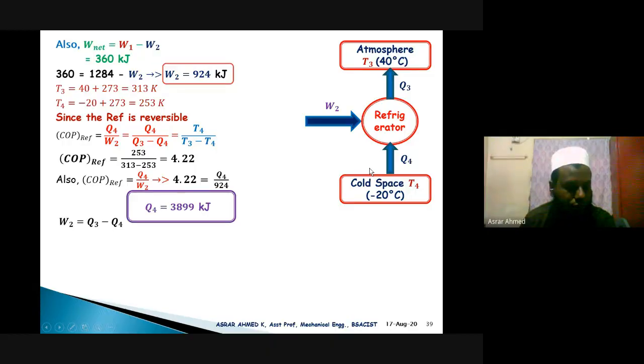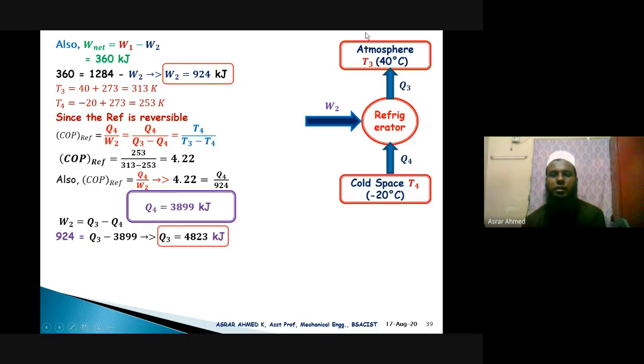Any clarification? If you have any doubt, please stop me, I'll explain. Okay, so W2 equal to Q3 minus Q4. So W2 already we have found out, Q3 is unknown, Q4 just now we have found out. So Q3 is equal to 4823 kilojoule. Okay, so we have got Q3 and Q4. Q3 and Q4 we have got from this refrigerator plant.